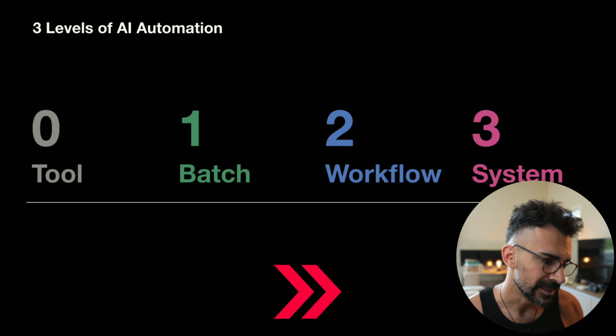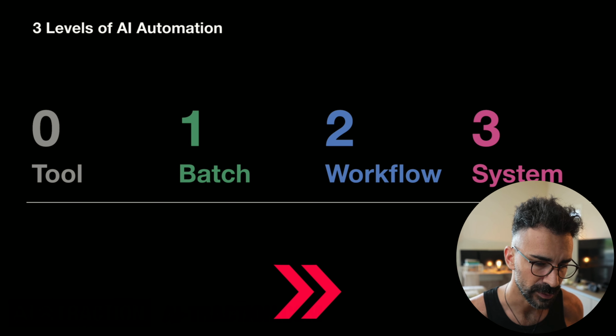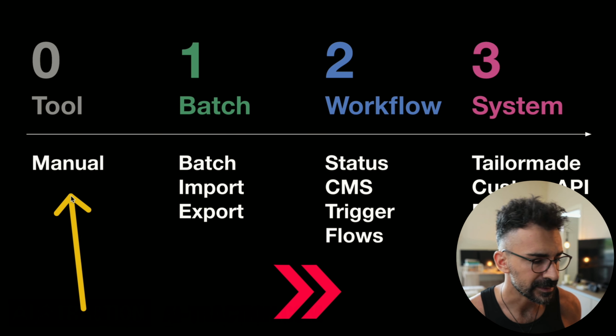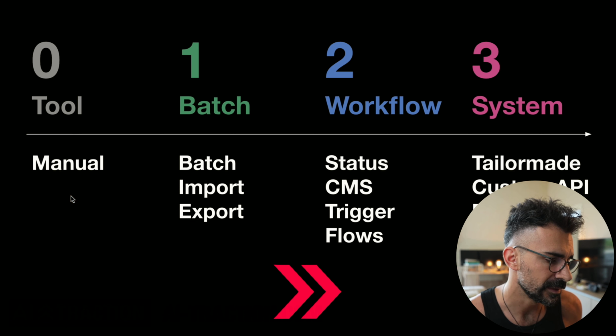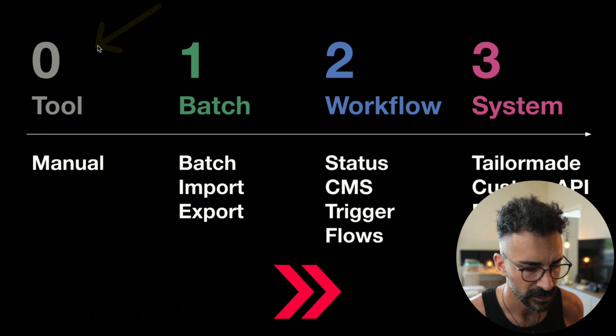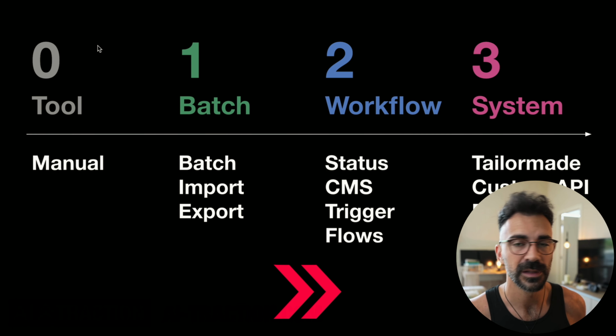So let's deep dive better into each one of these. So as I said, using a tool is a manual job. It's level 0 of automation, but it's what you're doing when you're testing a process and when you're discovering how some kind of process actually works.